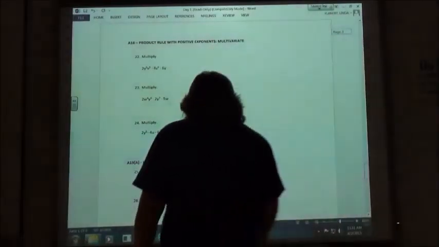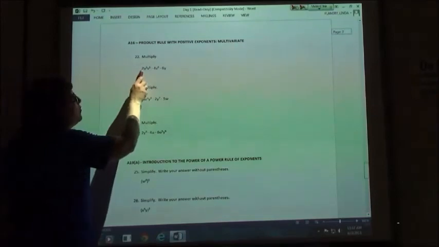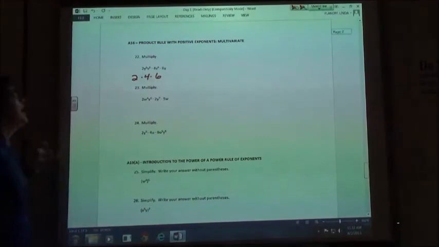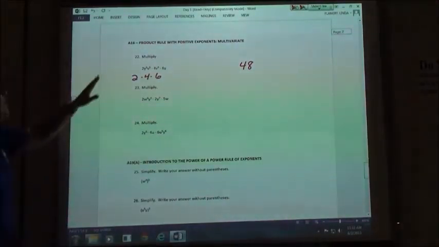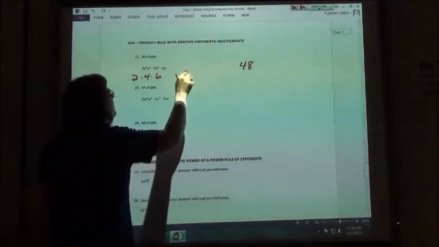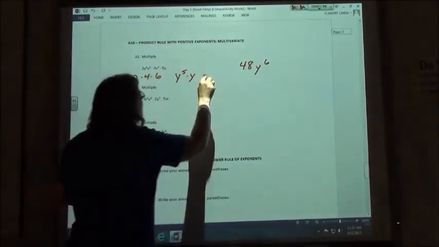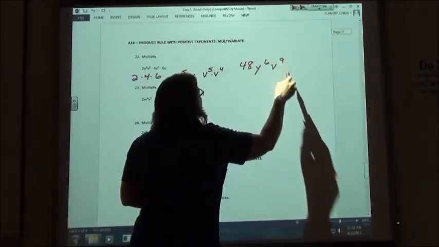Product rule with positive exponents, multivariate. Basically, you're combining your like terms, only you're not adding and subtracting, but you're going to multiply your like terms together. So you're going to start with your coefficients, those numbers in front, 2 times 4 times 6, and multiply those together. 8 times 6 would be 48. And then you're using your rule for your exponents. If I have y to the fifth times a y, I get y to the sixth. And if I have v to the fifth times v to the fourth, again I add my exponents, so I have v to the ninth.